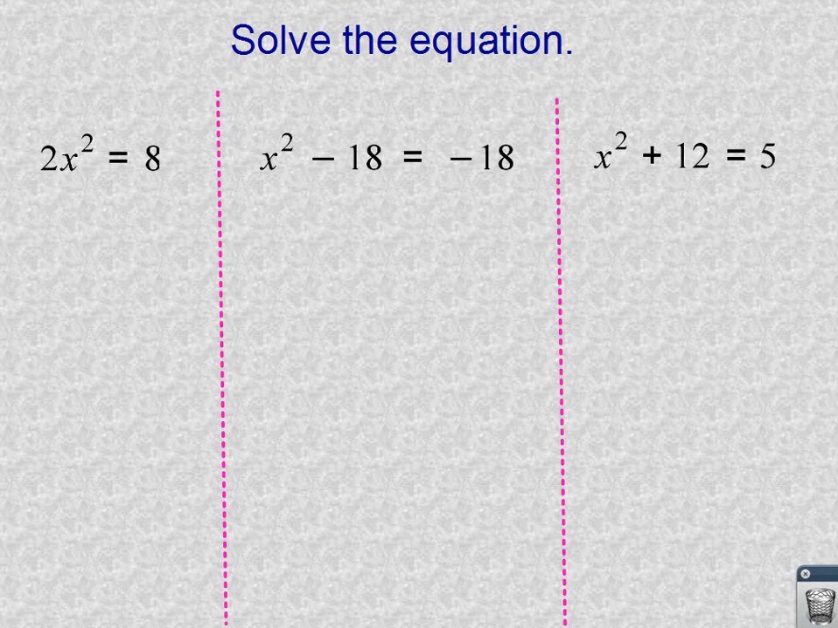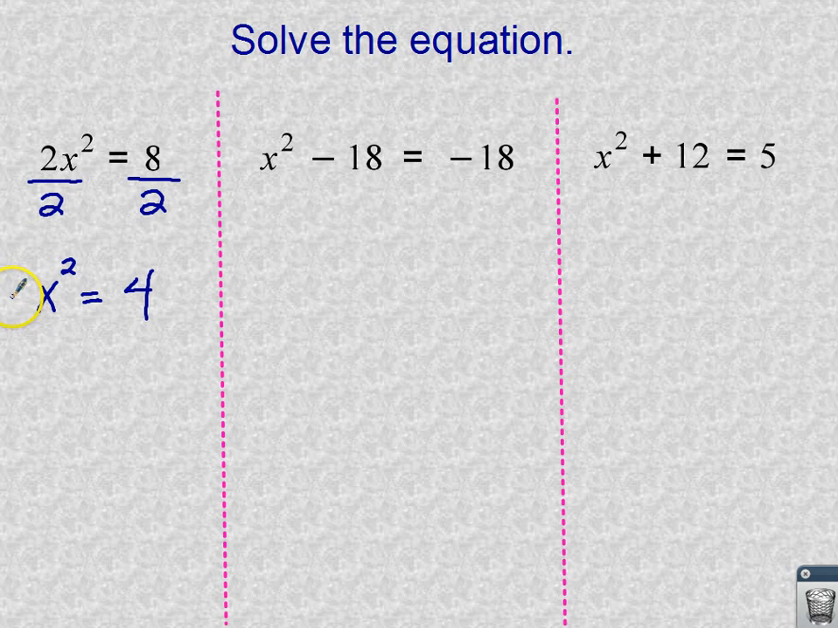So on the first problem here, we have a coefficient of 2 touching our variable, and we have the equal sign. So on both sides, we are going to be dividing by 2. So we're left with x squared equaling 8 divided by 2, which is 4. And the inverse operation of squaring a variable is taking the square root.